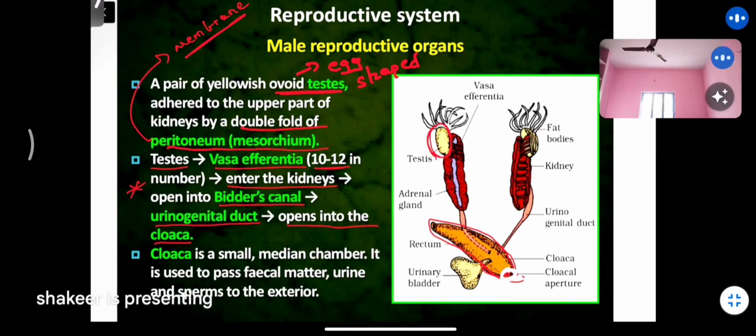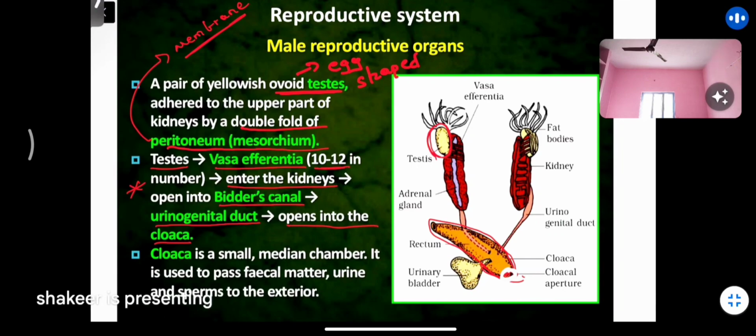Understood? So testis opens into what? Vasa efferentia. Then it opens into kidneys, then it opens into Bidder's canal, then the urinogenital duct, then it opens into the cloaca. This is the sequence. Clear now?